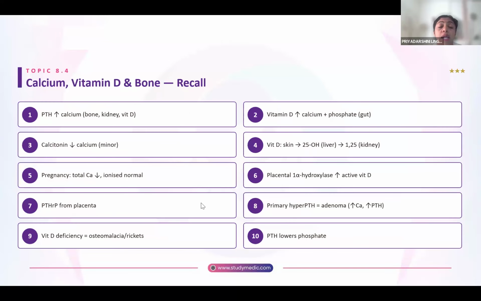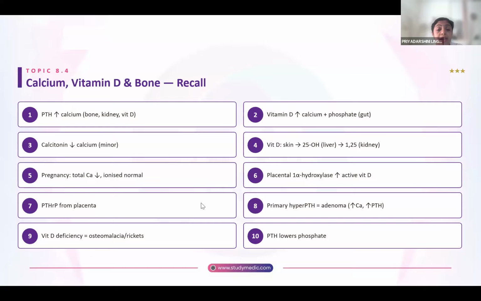So now let's try to understand the key questions or the key recalls from this topic. Main one is your parathyroid, and what does parathyroid do? It increases calcium. Vitamin D again increases the level of calcium. Calcitonin is the only one that's going to reduce the amount of calcium. Now, vitamin D, skin.